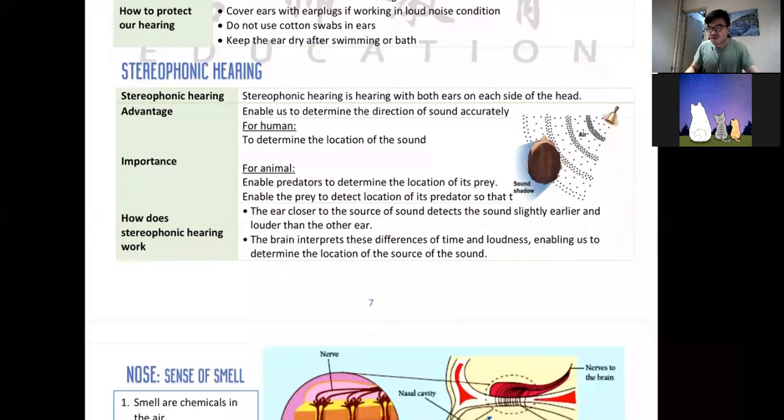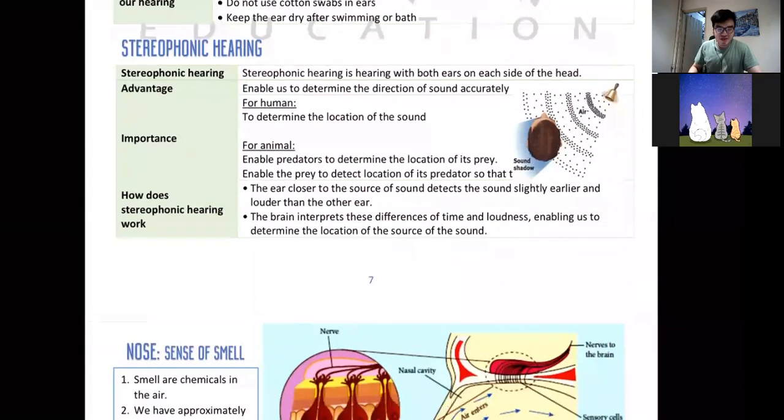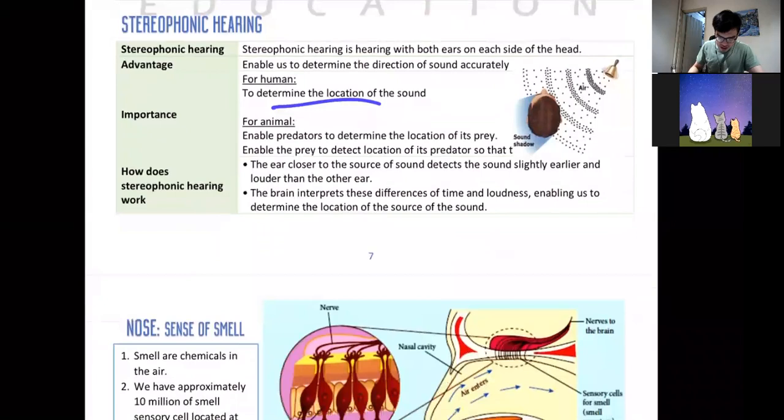Okay, so this makes us know the sound of our surroundings. All right, so this is to determine the location of the sound. Okay, so for predators to determine prey, for prey to determine predator. So both prey and predators have this, because prey wants to run, predator wants to catch. So both have equally strong hearing.